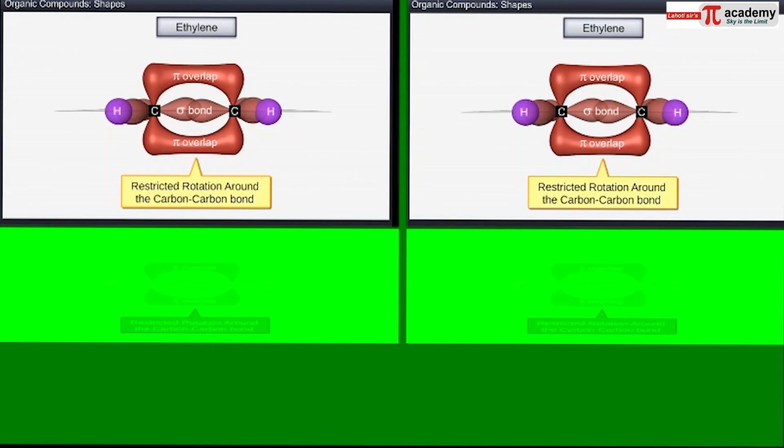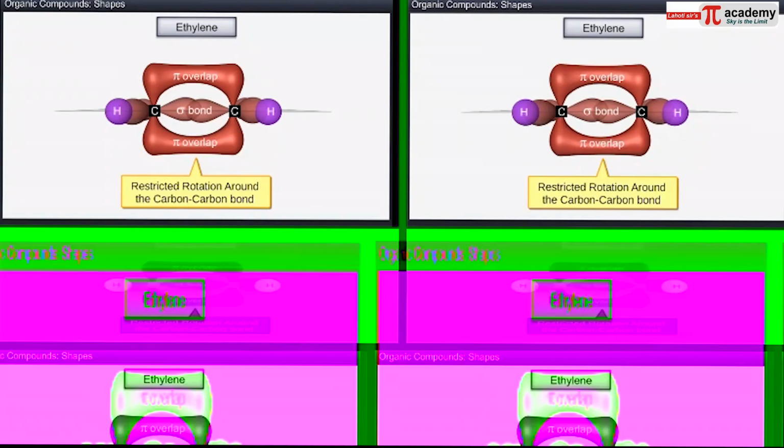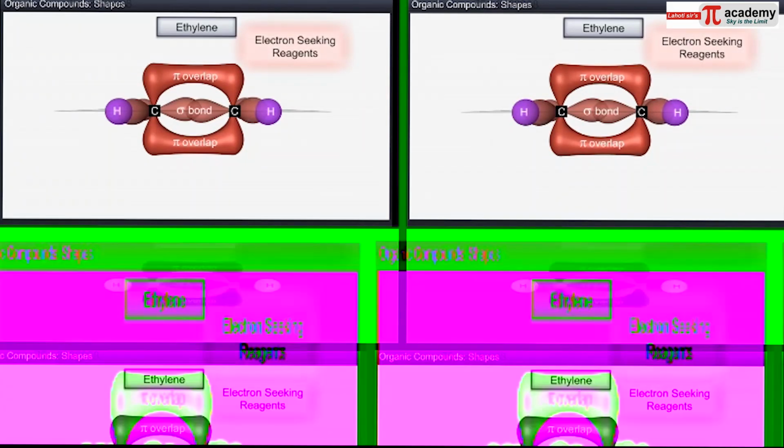Rotation of C around the double bond is strongly restricted, as the pi bonds prevent the free rotation around the carbon-carbon bond. In a pi bond, the electron charge cloud is present above and below the plane of the bonding atoms. Hence, these electrons are more exposed and susceptible to attack by electron-seeking reagents. In general, pi bonds provide the most reactive centers in unsaturated molecules.